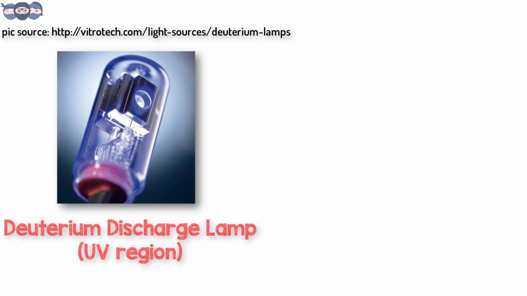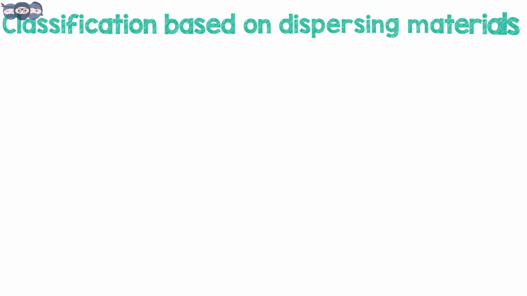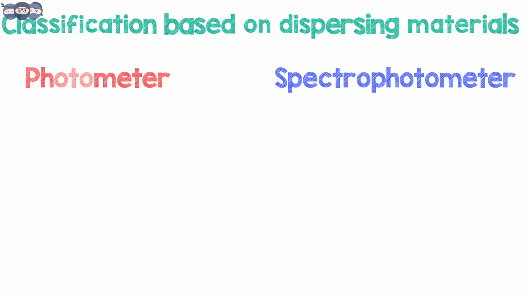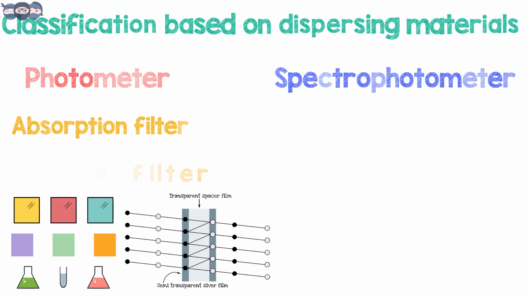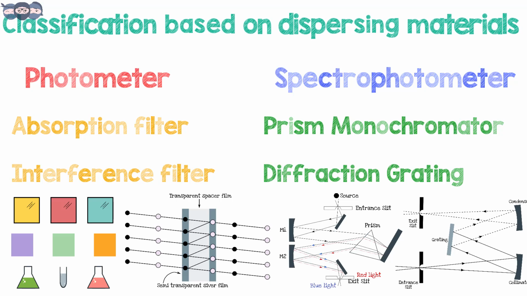The light source used is generally a deuterium discharge lamp for measurements in the ultraviolet region and a tungsten halogen lamp for measurement in the visible region. Depending on the type of instrument, the dispersing material or dispersing body used to isolate the wavelength of light could be an absorption filter, interference filter, a prism monochromator, or diffraction grating.